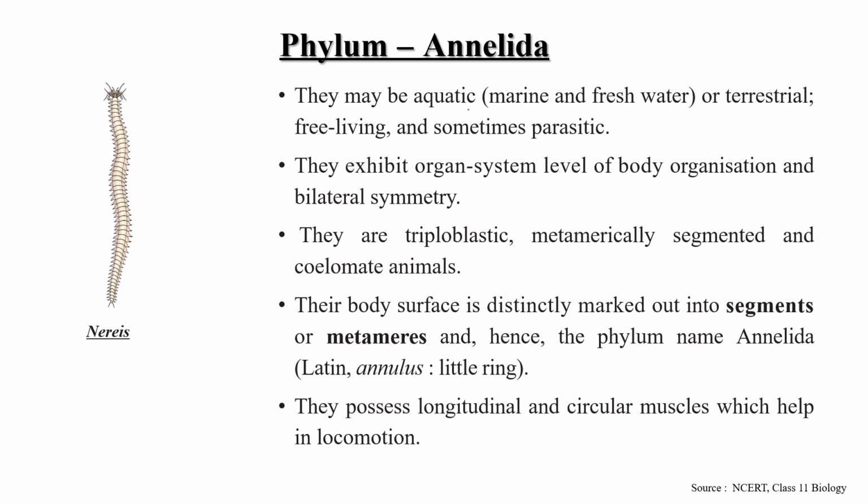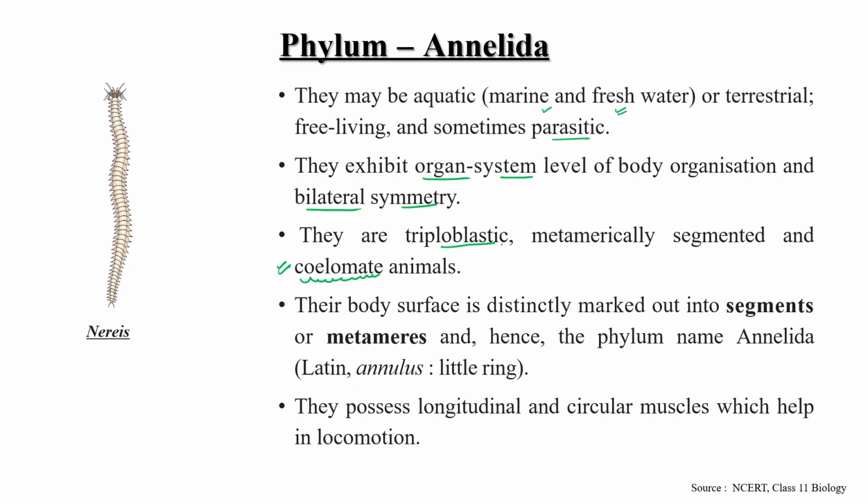Annelida may be aquatic. Aquatic means both types of water, marine as well as fresh water. They can be found in any type of water. They may be aquatic, terrestrial, free living, and sometimes they are also parasitic in nature. They exhibit organ system level of organization and bilateral symmetry. They are triploblastic, metamerically segmented, and coelomate animals. True coelom is present in the animals belonging to this particular phylum.